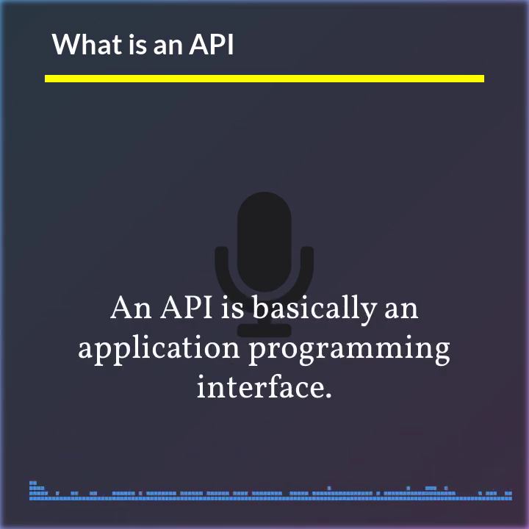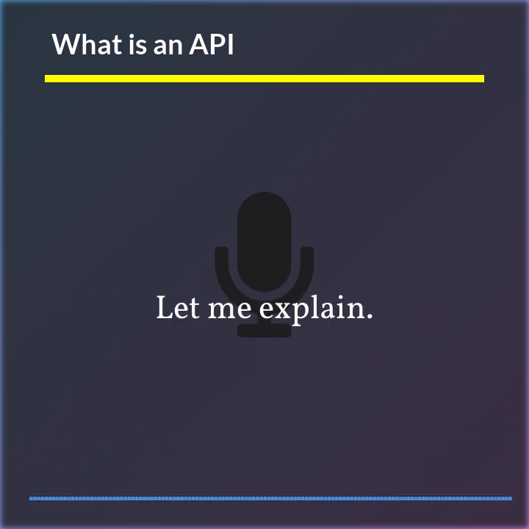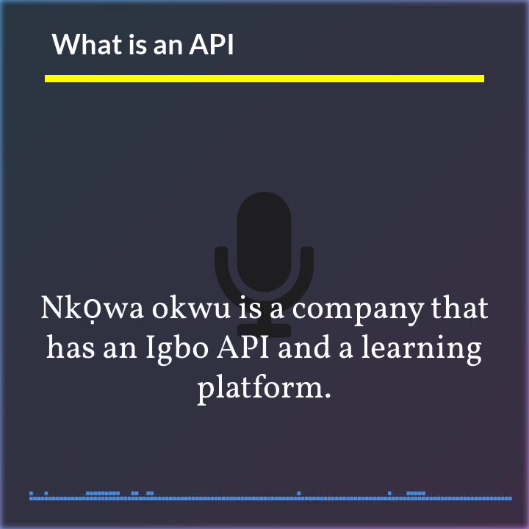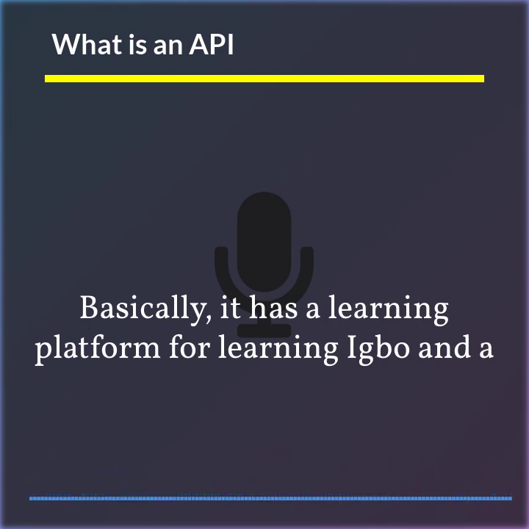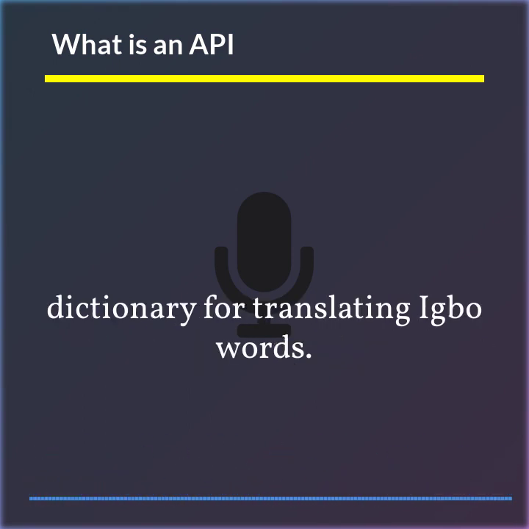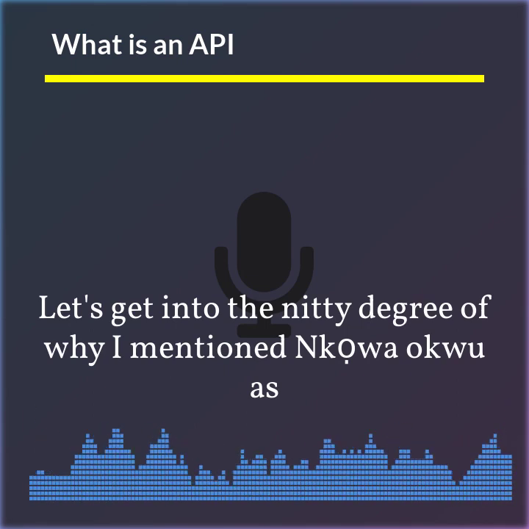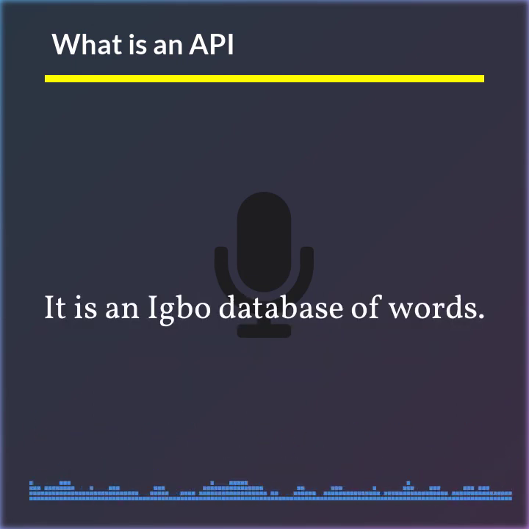An API is basically an application interface. That is what it is, right? Let me explain. I'm going to use 4 analogies, and this is the first one. Nkowoku is a company that has an Igbo API and editor platform. Basically, it has a learning platform for learning Igbo and a dictionary for translating Igbo words. Let's get into the nitty-gritty of why I mentioned Nkowoku. Nkowoku, that's the Igbo dictionary, has an Igbo API.